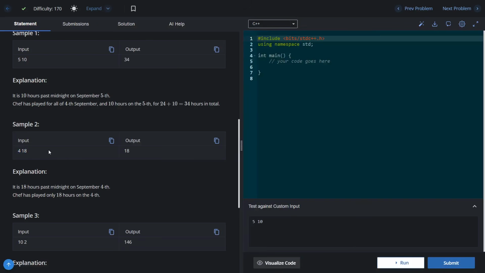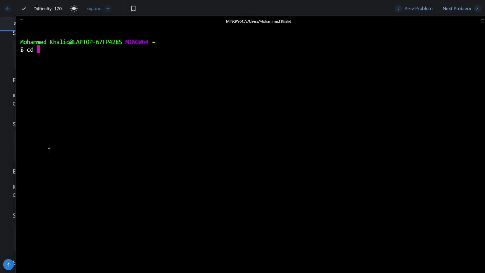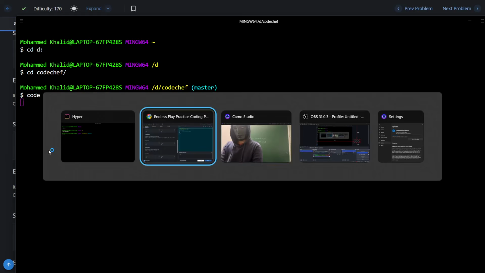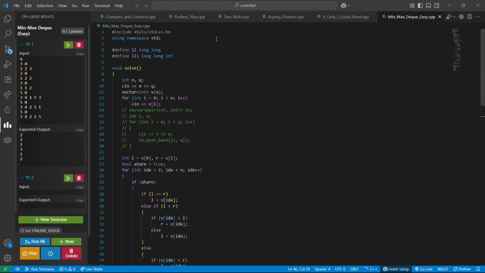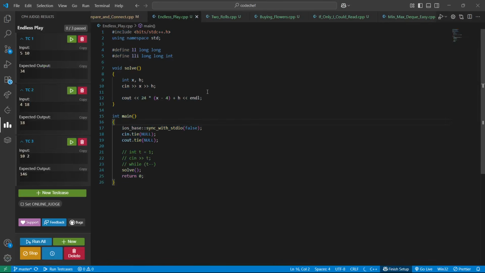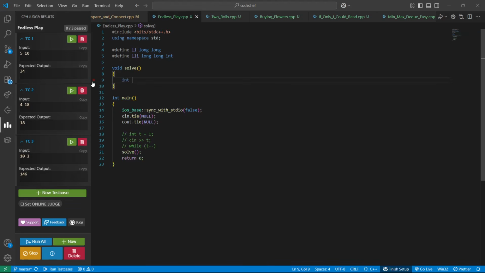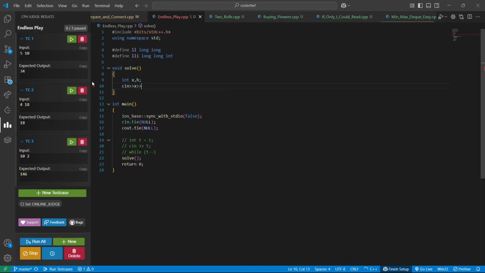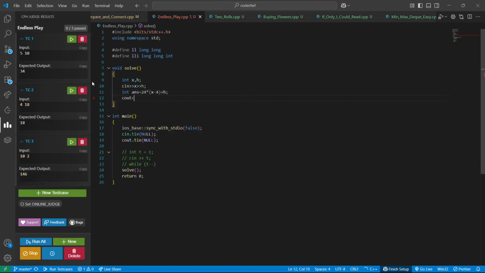Let me try to code it up. So it's Endless Play. In the input they've given x and h. We take x and h, and we need to output how many hours he has been playing. That will be 24 into x minus 4, plus h, as I said on the board, and at the end we'll output this answer.